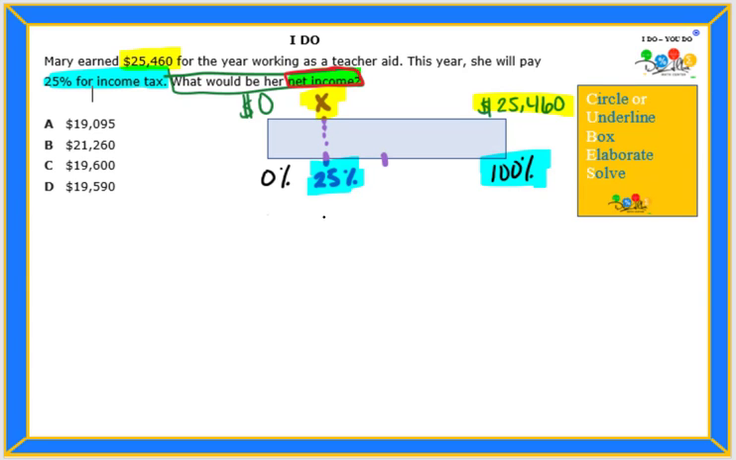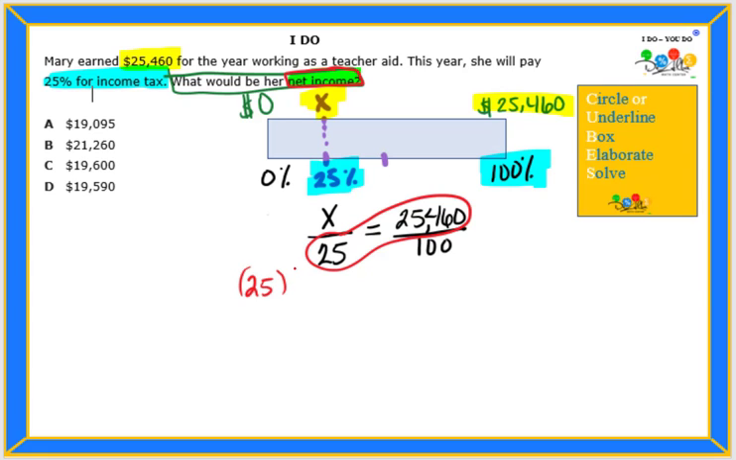So let's set up this proportion. We have x over 25, that should be equal to 25,460 over 100. So we can use our cross products, and we're going to multiply 25 times 25,460, and that is going to be equal to x times 100, or 100x.